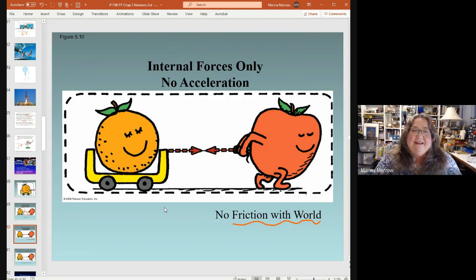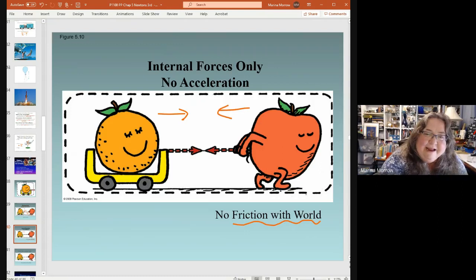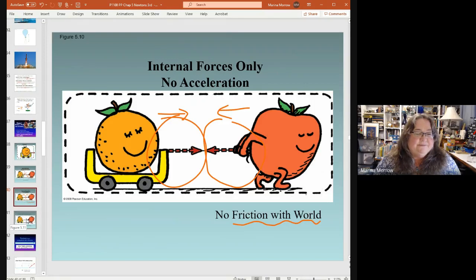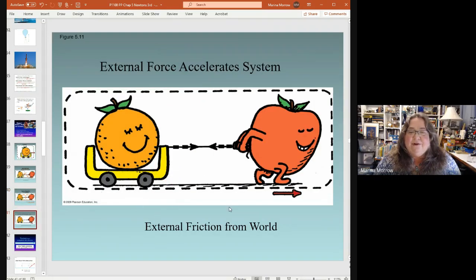But in that case, the whole system doesn't accelerate. The orange would slide this way, the apple would slide this way, because that's the only force on the apple and the only force on the orange. And they would meet in the middle, and the system won't have actually moved. The middle or center of mass of the system would stay in the same place. Okay, so if you don't have a world to push on, the apple cannot get another force to counteract the force of the orange. Okay, so now we're going to allow the world back into the system.